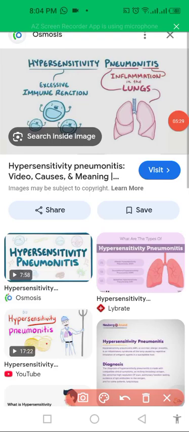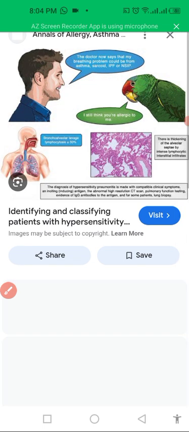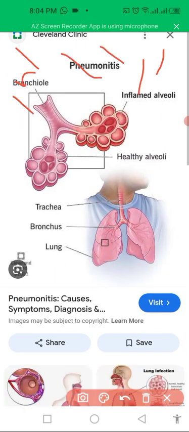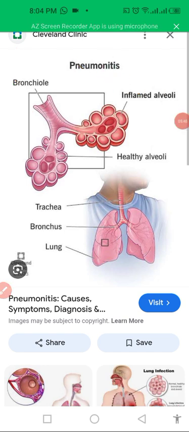In this image, we can see hypersensitivity pneumonitis. Hypersensitivity is allergic, immune mediated. Pneumonitis is inflammation of the lung, in which there is inflammation of the alveoli, and there is shortness of breath, fever, and certain inflammatory signs and symptoms.